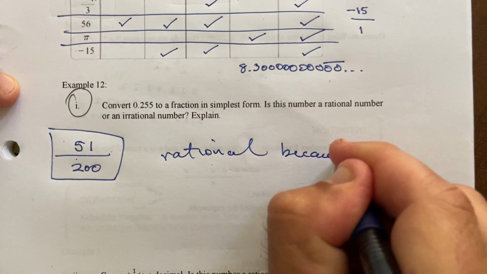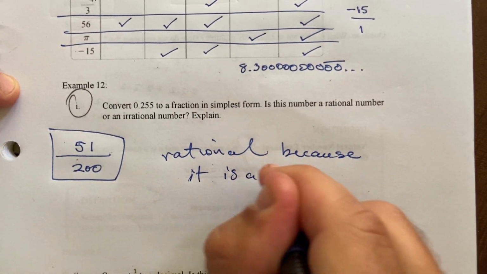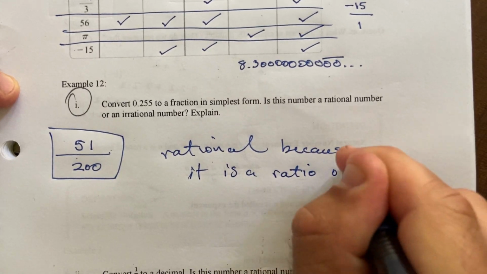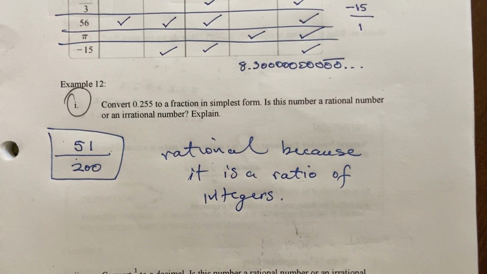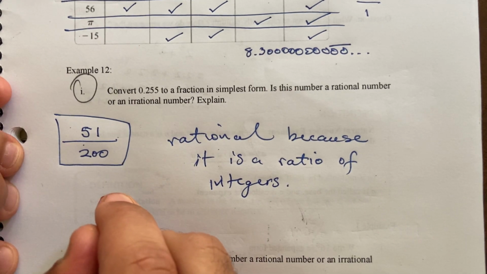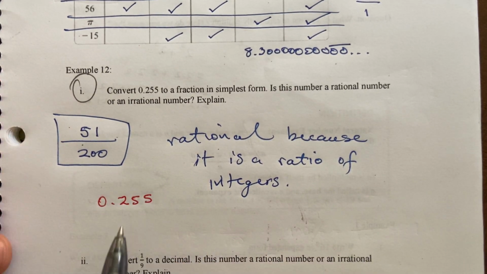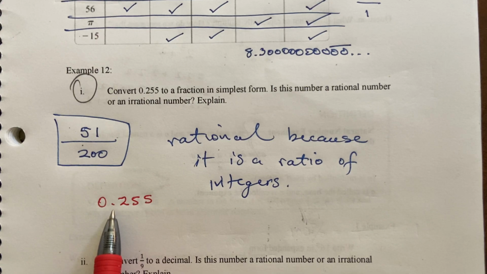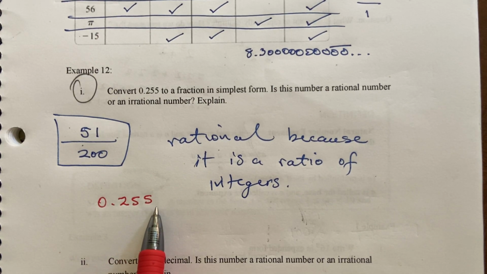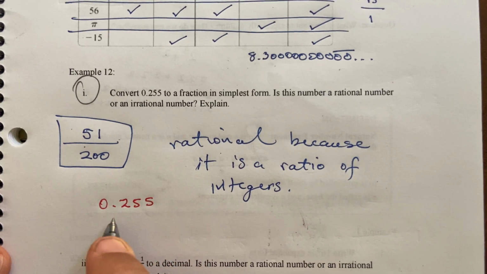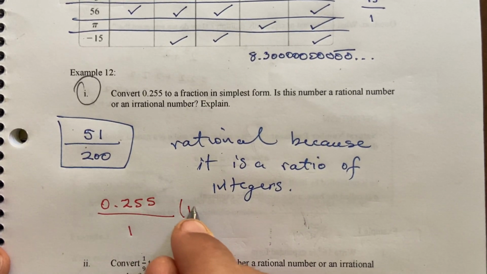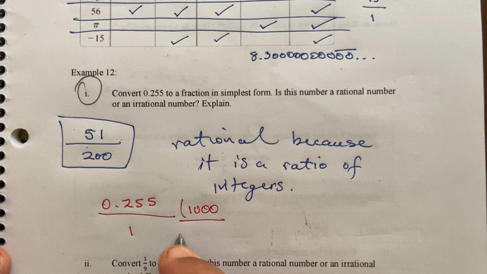because it is a ratio of integers. So if you don't have this type of calculator, what I would do is write this down and then figure out how far you need this decimal to move to the right to kind of form an integer. So you would need to multiply this by 10 to the third. So 1,000 top and bottom.